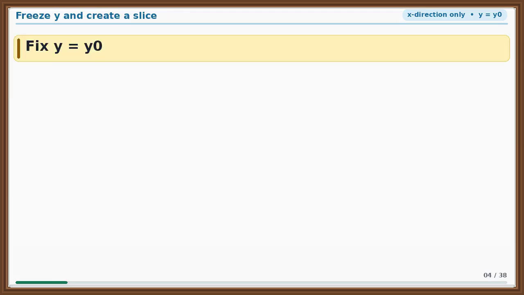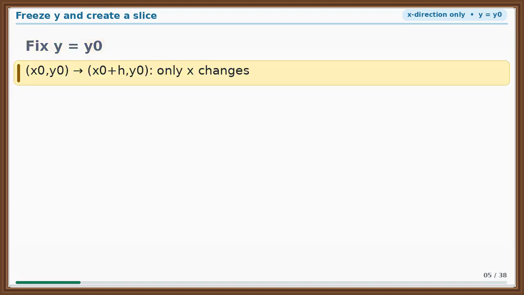To take the x partial derivative, first freeze y at y0. Imagine placing a vertical sheet through the surface along the line y equals y0. That sheet cuts out a one-variable curve. A nearby point used by the x partial derivative is x0 plus h, y0. Only x changes. The second coordinate remains y0, no matter whether h is positive or negative.